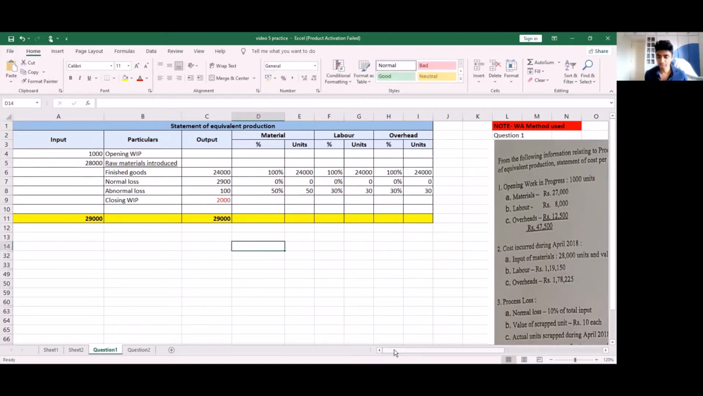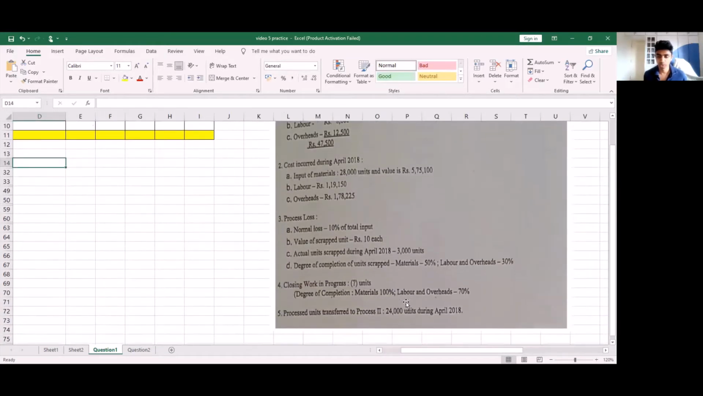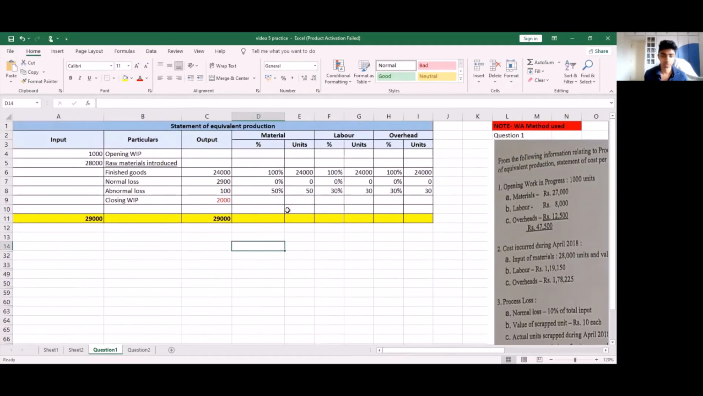Now let's take a look at the degree of completion for closing work in progress. We have been given that degree of completion for materials is 100%, labor and overheads is 70%. So let's quickly write 100%, 70%, and 70%. So 100% of 2000 will be 2000 itself. 70% of 2000 is 1400. So let's quickly write 1400 for overheads as well.